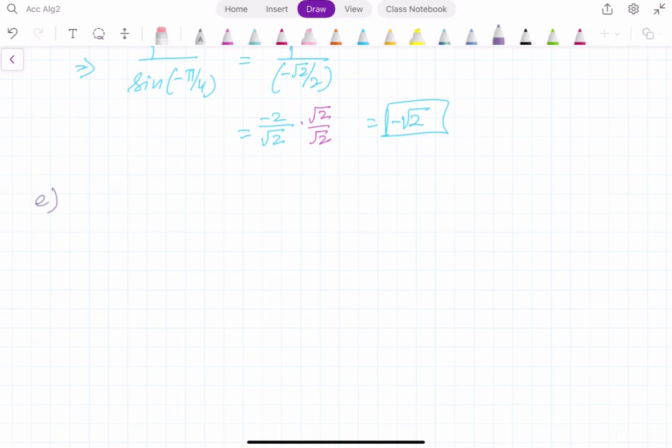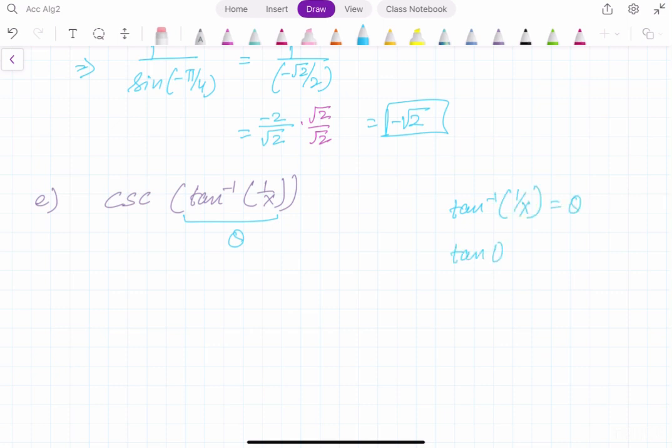Okay. This time let's take cosecant of tangent inverse 1 over x. So tangent inverse 1 over x is equal to theta. Tangent theta is equal to 1 over x. For this one, let's create a right triangle. We know tangent is nothing but opposite over adjacent. So opposite will be 1 and adjacent will be x. So the missing side length in this case is the hypotenuse.